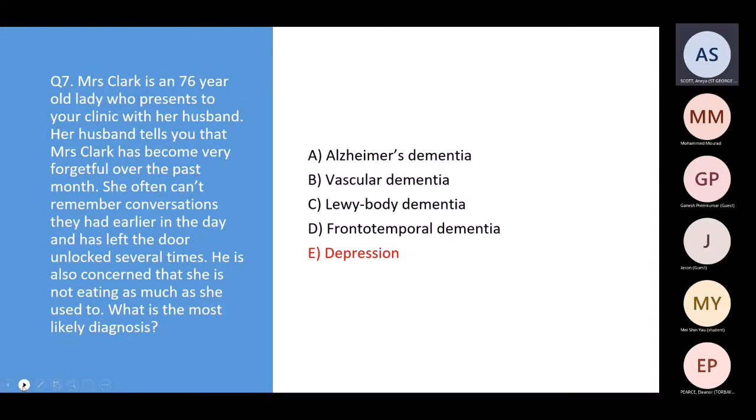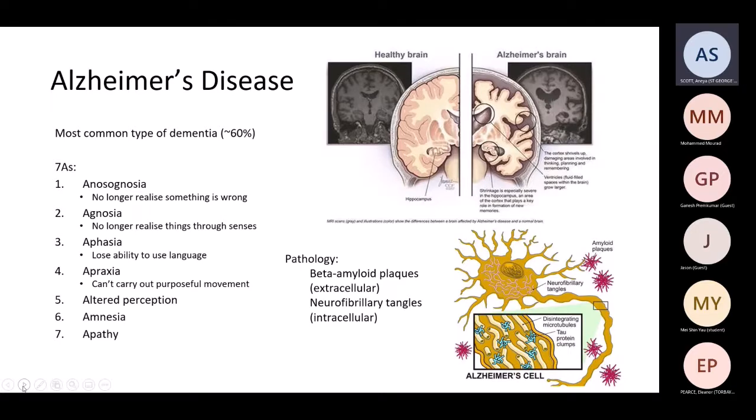So Alzheimer's disease is the most common type of dementia, and you can remember it by thinking about the 7 A's. I'm not going to try and pronounce the first one because I will get it wrong, but we no longer realize something's wrong. Agnosia, which is you kind of stop realizing things through your senses as much. Aphasia, so you lose the ability to use language. Apraxia, so you struggle to carry out purposeful movement. Altered perception, amnesia, and apathy.